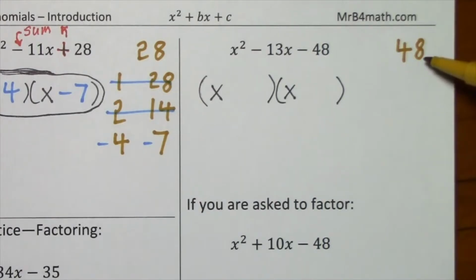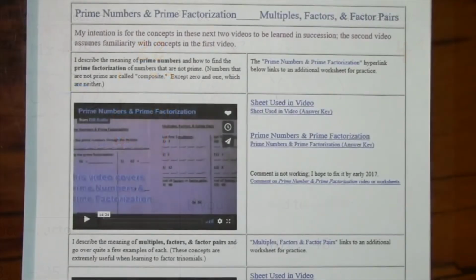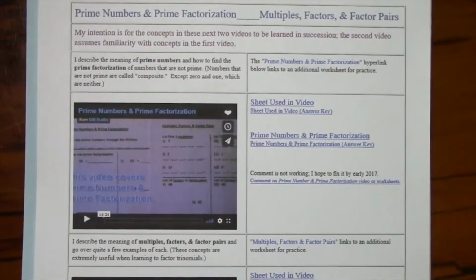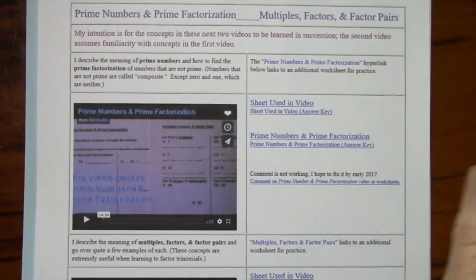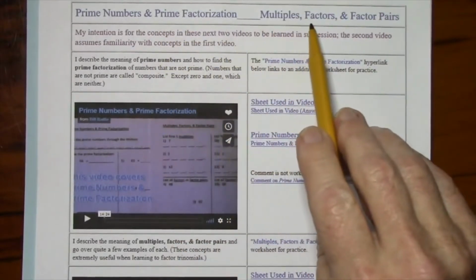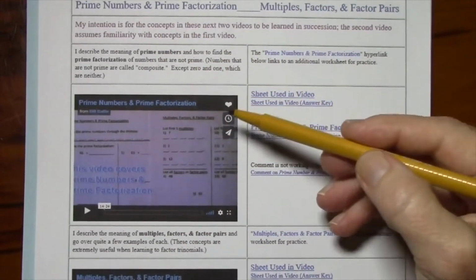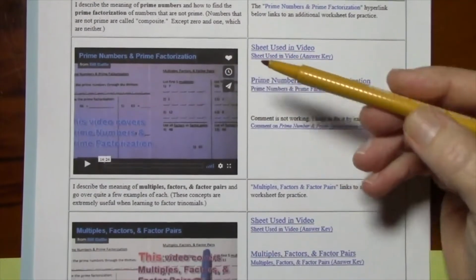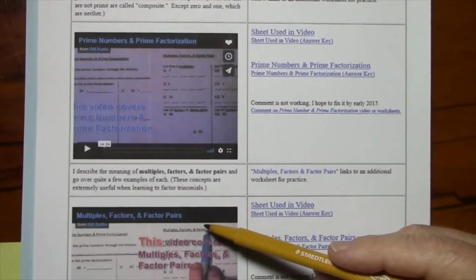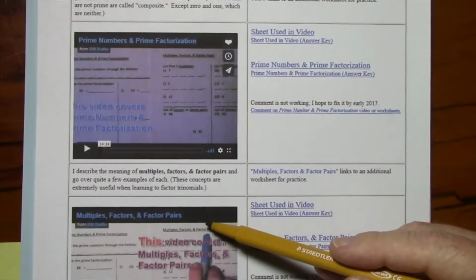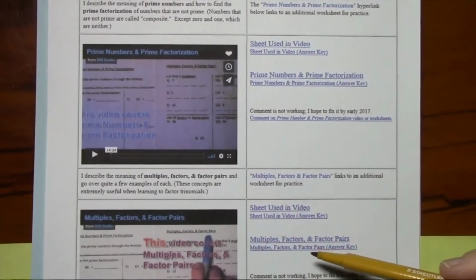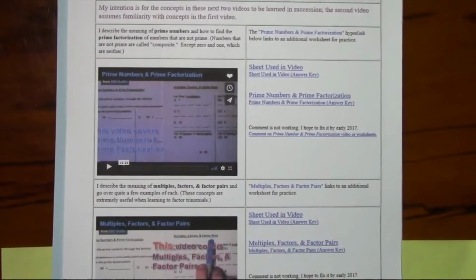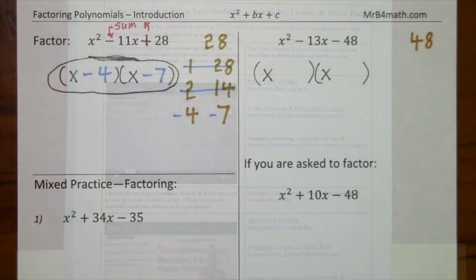If you want some practice with listing factor pairs, go to the first page of my website, the arithmetic page. The last 2 videos, prime number and prime factorization, and then finally multiples, factors, and factor pairs, should get you up to speed with listing factor pairs.